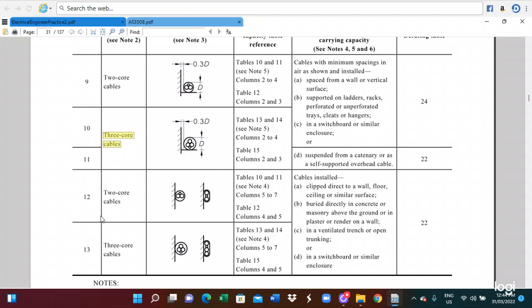Row 10 or 11 is selected, but here the cable is clipped to the wall. Therefore, we have to select row 13: 3-core cable, clipped to the wall, row 13. So tables 13, 14 or 15 have to be selected. Tables 13, 14, 15, and the derating tables are in table 22, so they have to be found out.